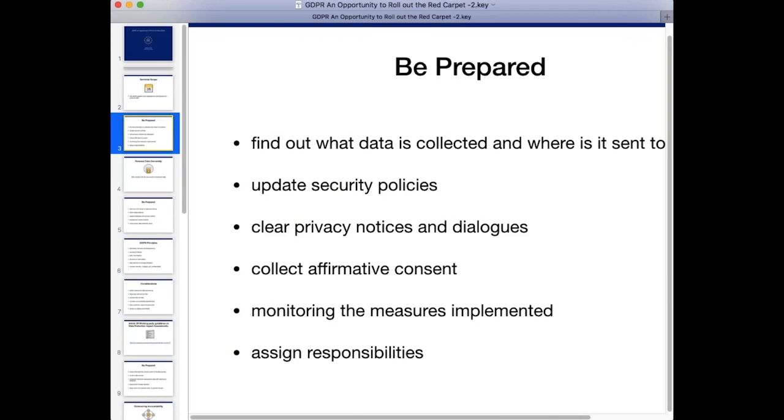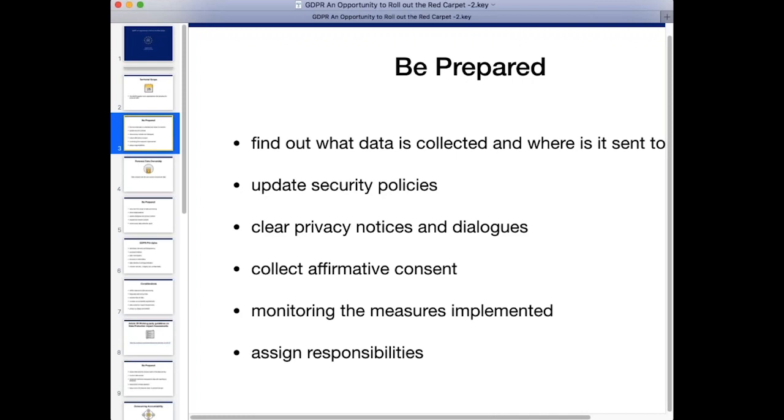I'm going to just rehash a few things, apologies if you've heard this before, but a good place to start is to find out what data is collected from individuals and make a list of where this data is kept or sent to. We have to look at our security policies and make sure that handling of personal data is sufficiently covered.